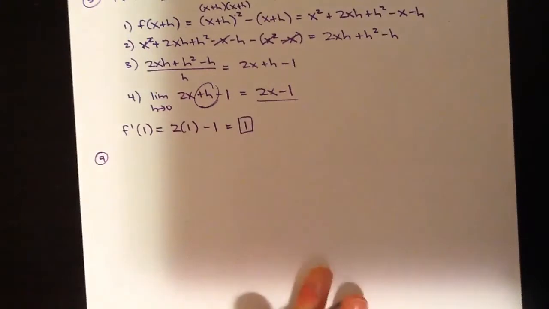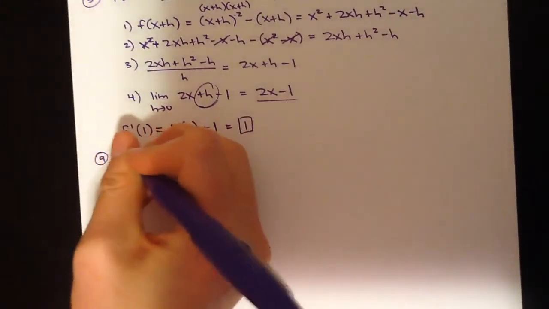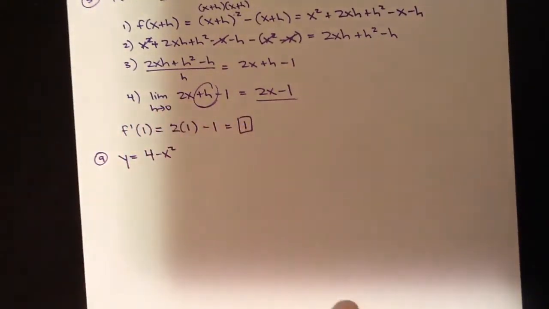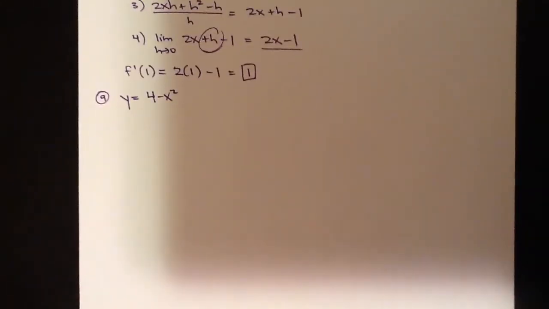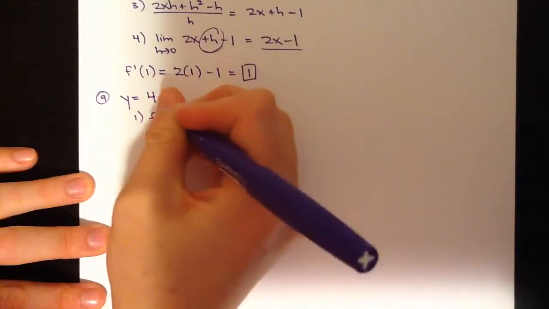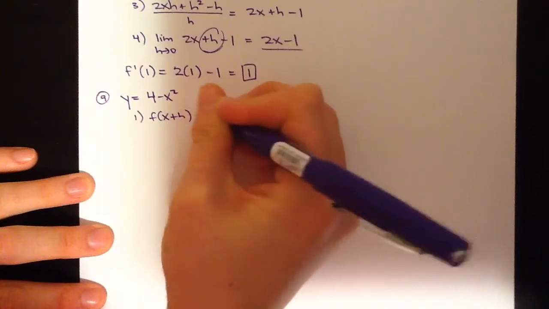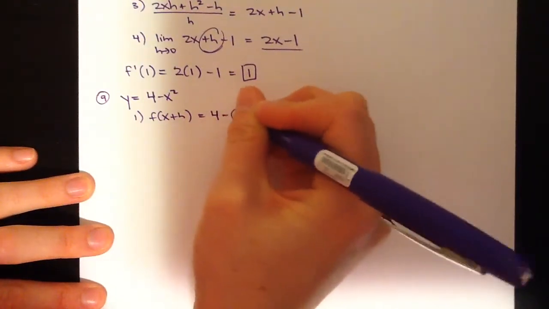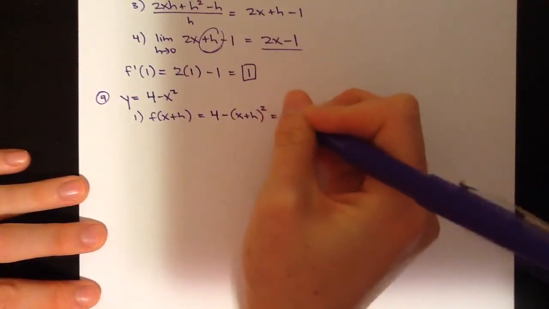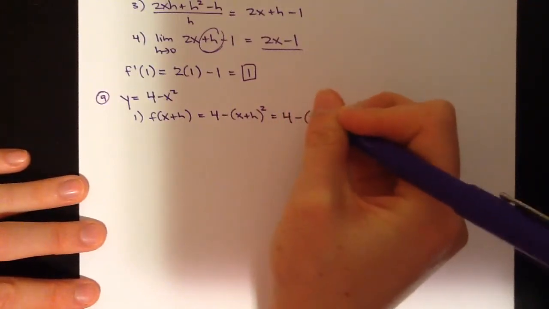Okay, number 9 is another limit definition. This one we are actually looking for the derivative. So the function is 4 minus x squared. So we're going to do that exact same 4-step process. So step 1 is we're going to do f of x plus h. So we have 4 minus, and then we plug in an x plus h right here, quantity squared. Be careful here because I'm subtracting that entire quantity.